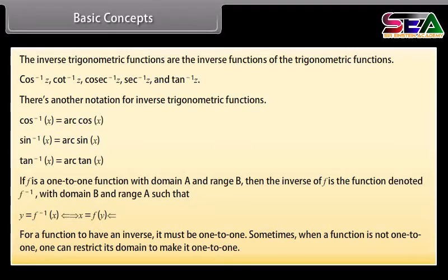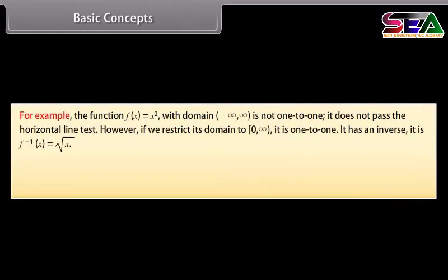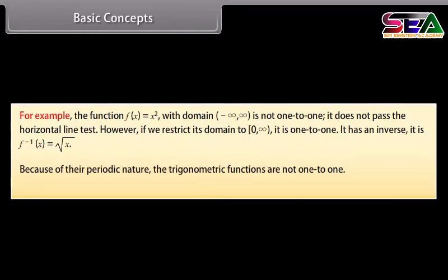Sometimes, when a function is not one-to-one, one can restrict its domain to make it one-to-one. For example, the function f of x is equal to x squared with domain (-infinity, infinity) is not one-to-one. It does not pass the horizontal line test. However, if we restrict its domain to [0, infinity), it is one-to-one. It has an inverse, f inverse of x equal to square root of x. Because of their periodic nature, the trigonometric functions are not one-to-one.